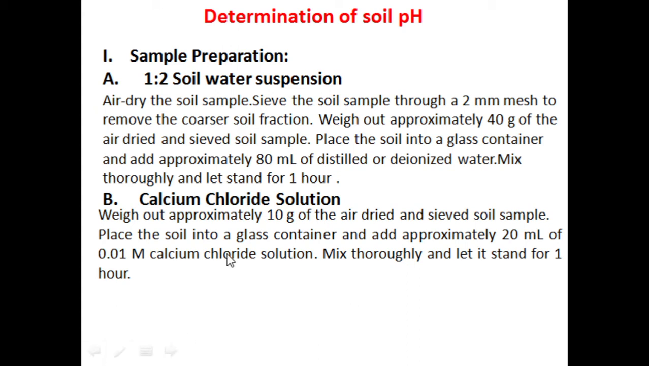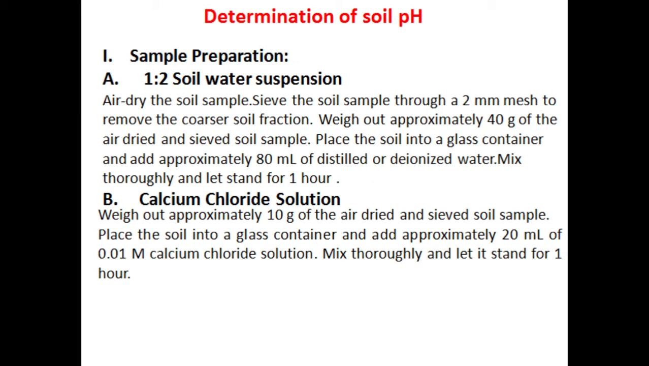The second method is the calcium chloride solution. Here we take approximately 10 gram of the same kind of soil, sieved to 2 millimeter mesh size. Then take 20 ml of 0.01 molar calcium chloride solution instead of water. Mix it thoroughly and keep it for 1 hour.